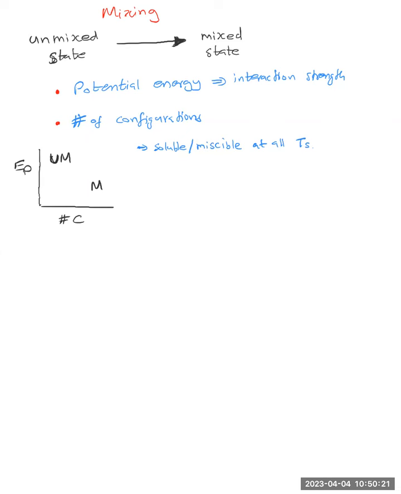And then what we can think about is where we have strong interactions, or intermolecular forces, IMF strength. Just to summarize everything in one place, the mixed state will have stronger interactions than the unmixed state. How do we know that? The mixed state has a lower potential energy, meaning it has stronger attractive interactions, because the stronger the attractive interactions, the lower the potential energy.